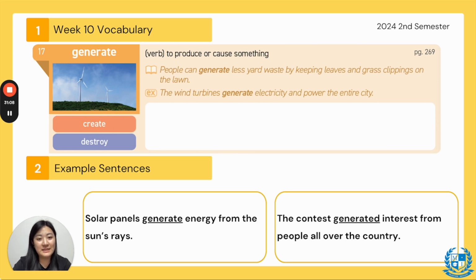Next one, the contest generated interest from people all over the country. So if there was a big contest, I don't know, and then the winner gets, I don't know, $10 million. It would generate a lot of interest. It would make a lot of interest. A lot of people will become interested.